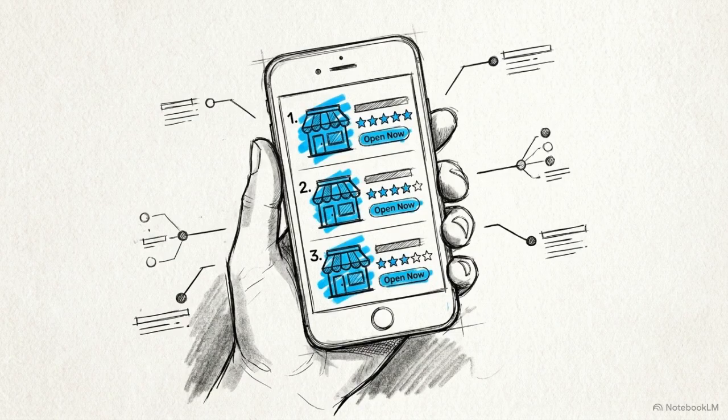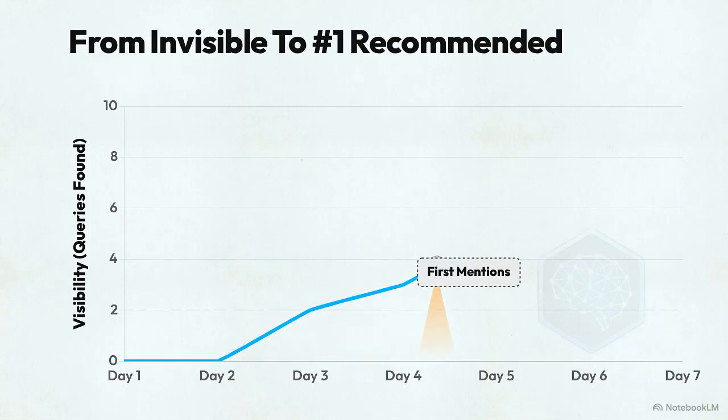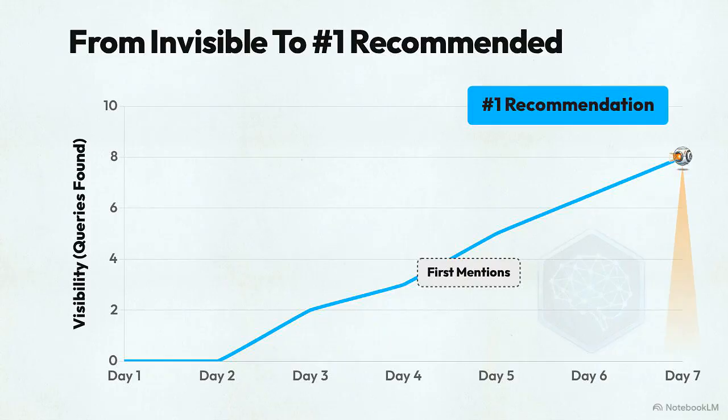This chart shows an actual timeline of a business's AI visibility over 1 week. By making precise technical adjustments, a business can go from 0 mentions across 8 target queries on day 1 to the #1 recommended position by the 7th day.